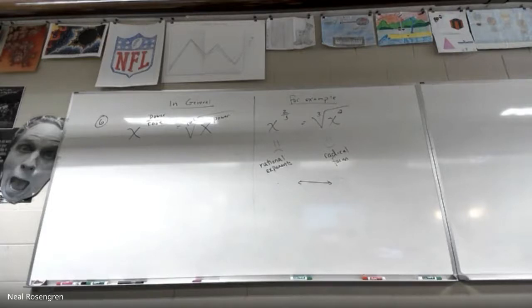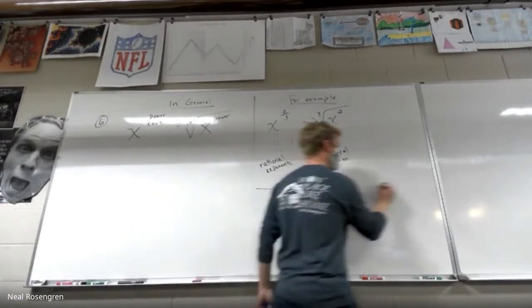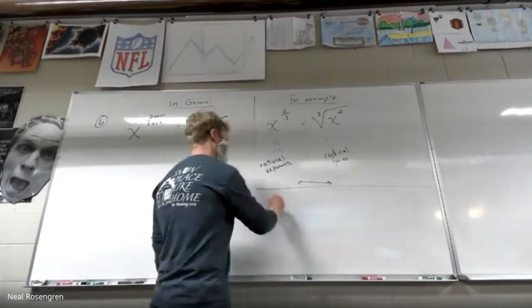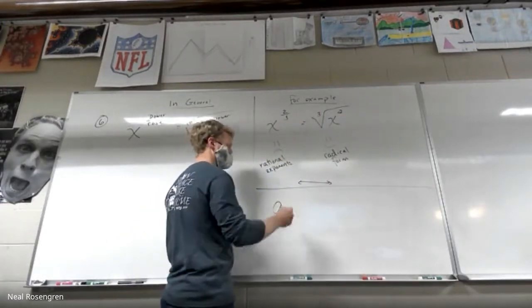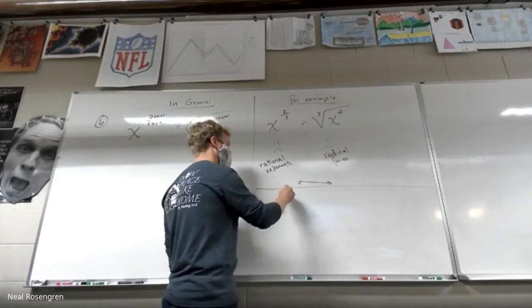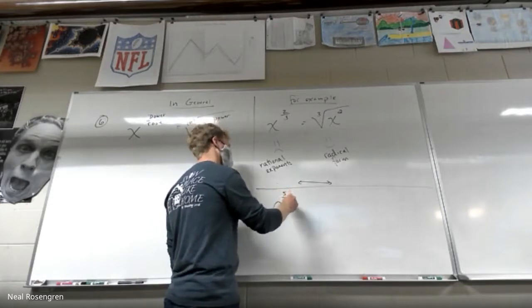Let's sit down. That's it. Let's just try another one so we can kind of see what that looks like. A, because who cares what the letter is? A to the 5 halves. 5 over 2.